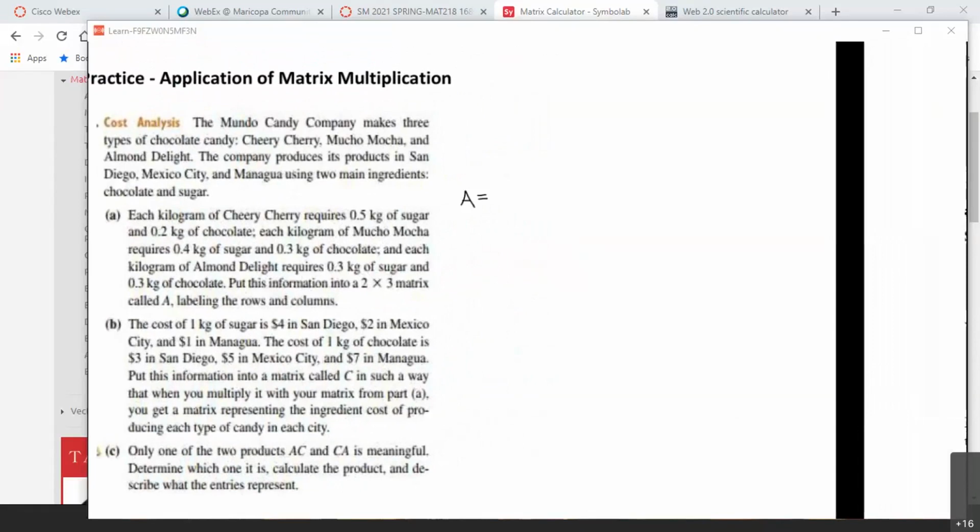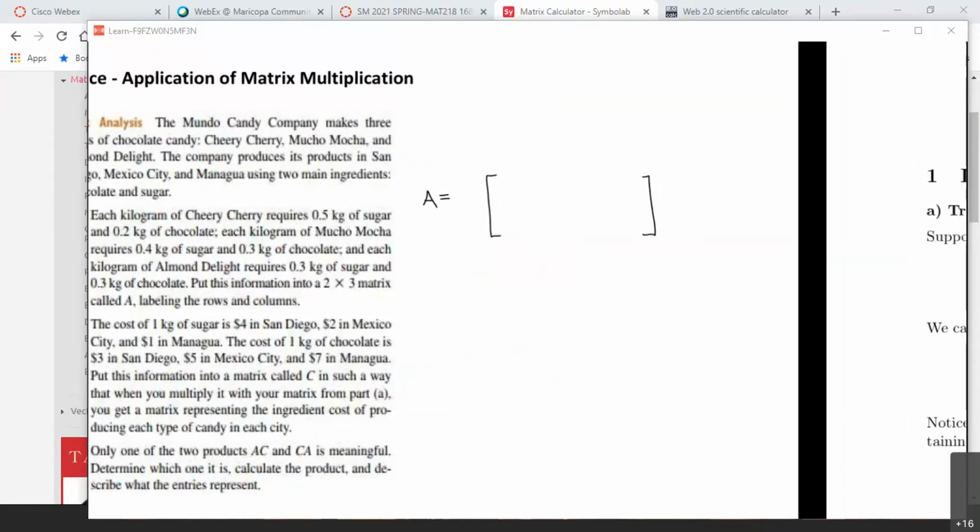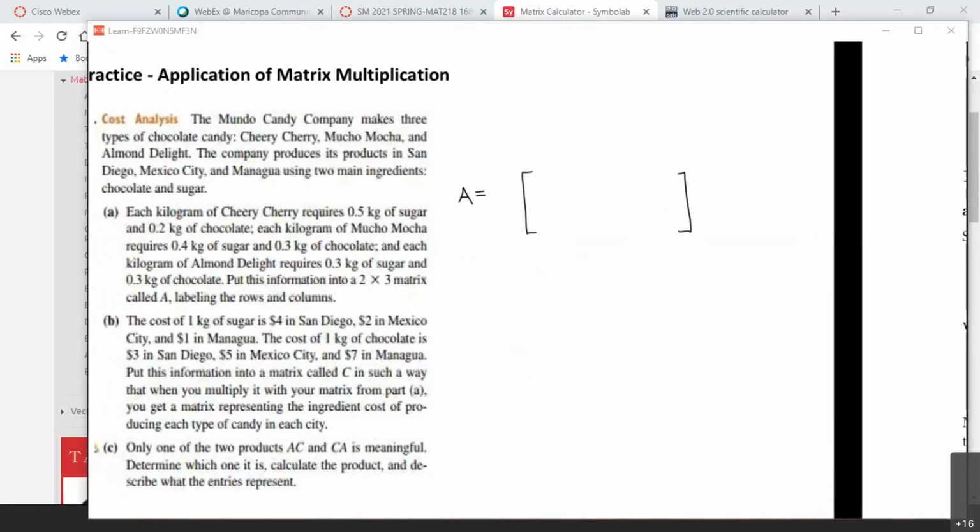Right? If it's 2x3, that means it has 2 rows and 3 columns. Okay? So we have to figure out what is the 2 and what is the 3. So I'm asking you, what do you think the 2 rows will correspond to? Think about this. I got 3 types of candy, and each requires 2 ingredients. Okay? Yes. Good for you.